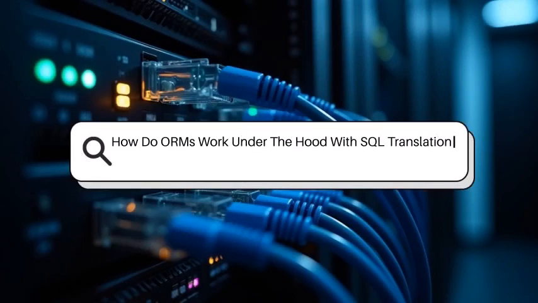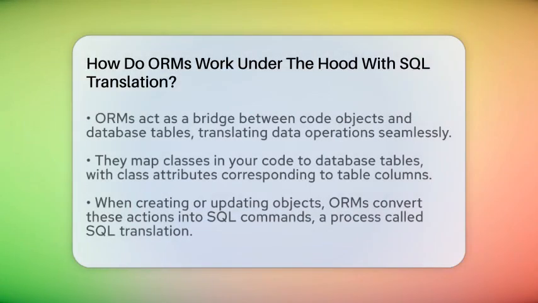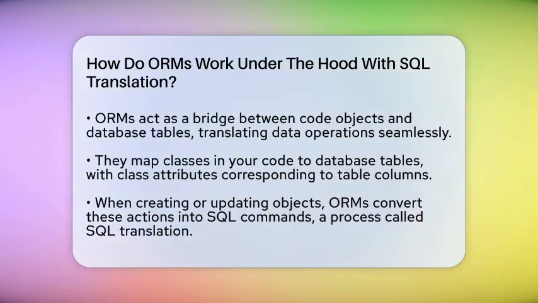How do ORMs work under the hood with SQL translation? Imagine you're working with objects in your code, like user profiles or product listings, but your database only understands tables and rows. How do these two worlds connect seamlessly? That's where Object-Relational Mapping, or ORM, comes into play. It acts as a translator between your code and the database, making data management much easier.